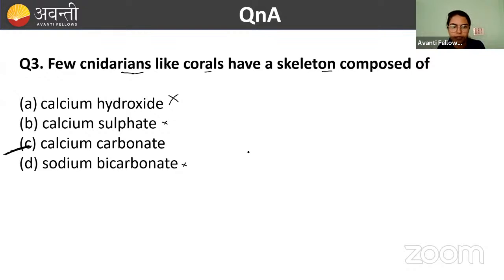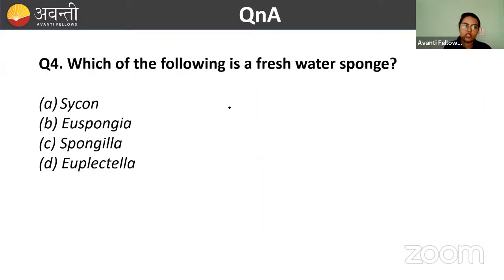Calcium carbonate. Now, which of the following is a freshwater sponge? This question is also directly taken from NCERT, and I'm giving you the answer. I'm keeping all the questions easy today because we'll be solving difficult questions tomorrow. After this session, you will do the homework. You will read this chapter of NCERT completely and clearly. Tomorrow we will do some extra questions that are out of NCERT, at a NEET level. So now, which of the following is a freshwater sponge? Options are Scypha, Euspongia, Spongilla, Euplectella.